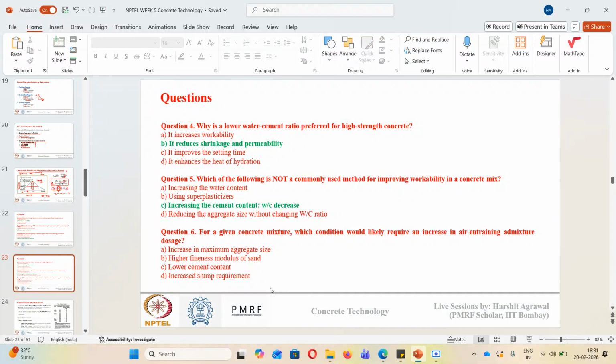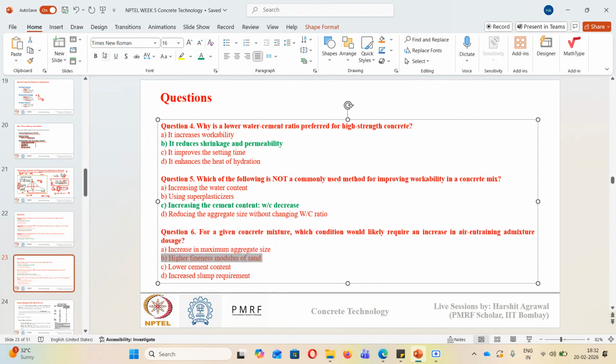No, increased slump requirement is not the right answer. We are introducing air voids inside concrete when we are adding more air entraining admixtures. Okay, so the correct answer for this will be B, higher fineness modulus of sand. How? Because higher fineness modulus means coarser sand, okay, which will reduce the air content in the concrete mixture. Okay, so we'll have to add more air entraining admixture to maintain the desired air voids that we need from concrete.